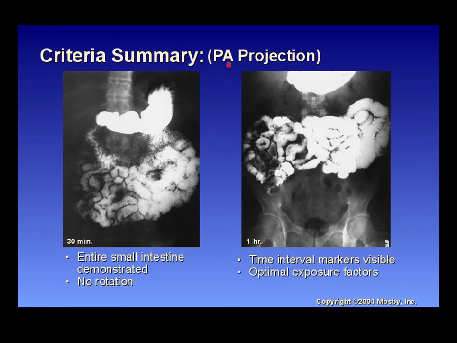Criteria summary for a PA projection: you want the entire small intestine demonstrated, no rotation. So this is for a small bowel, not a BE. So you're going to visualize the entire small bowel, and then you're going to have timed images. So make sure that you mark on them what time it is after completing drinking. So they're going to drink everything. You're going to take one which is an immediate.